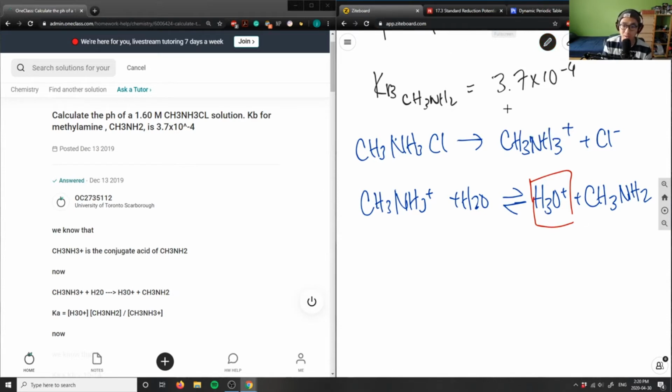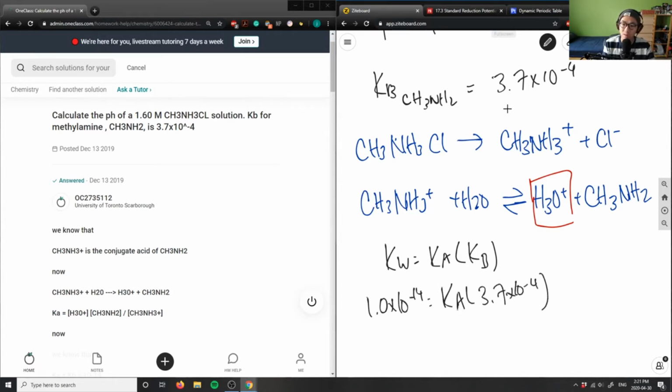Because I'm given a Kb, I'm going to have to relate it to Kw, because I know that Kw equals Ka times Kb. Kw is 1.0 times 10 to the negative 14, which will equal Ka times 3.7 times 10 to the negative 4. I simply divide both sides by 3.7 times 10 to the negative 4, which gives me 2.703 times 10 to the negative 11. This is the Ka for my solution.